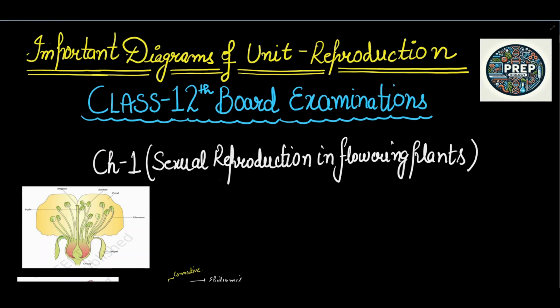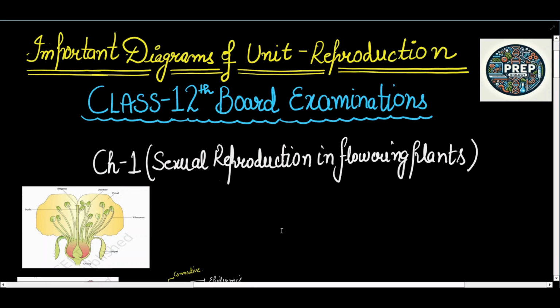So today we are going to discuss the most important diagrams of unit 1 of class 12th, that is reproduction. In this lecture we are going to discuss the diagrams which are repeatedly asked in your previous year's examinations. So let's start with chapter number 1 of unit 1. Chapter number 1 is sexual reproduction in flowering plants.